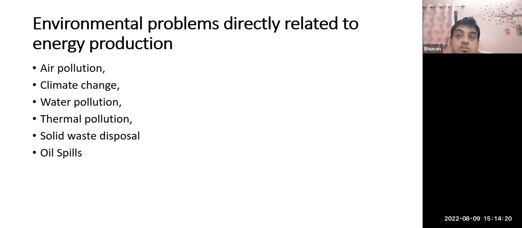The higher the temperature of the water, the less dissolved oxygen there will be in the water bodies, and that results in mass death of fishes. Their migratory pattern is affected, their reproduction pattern is all affected. So that leads to thermal pollution.